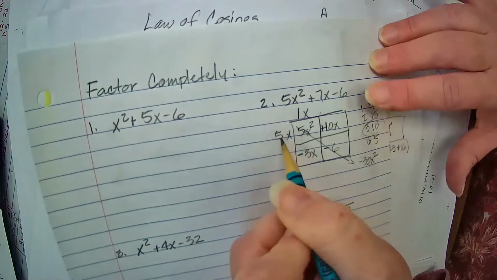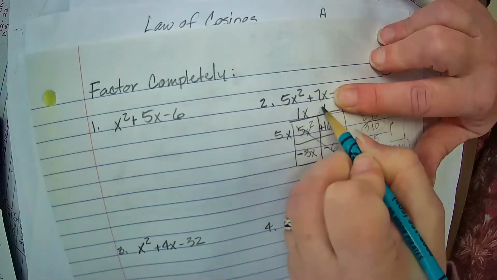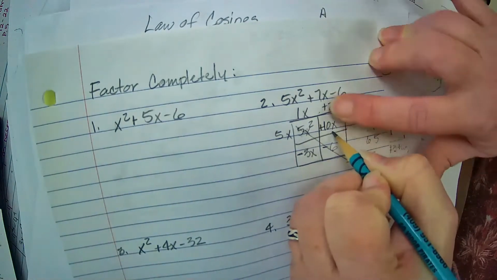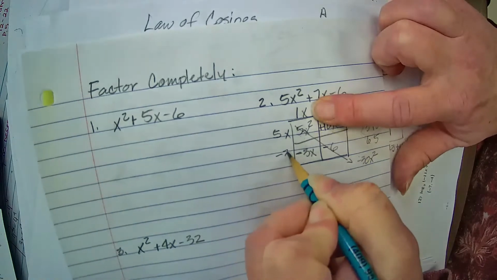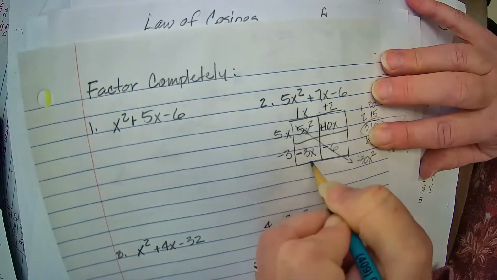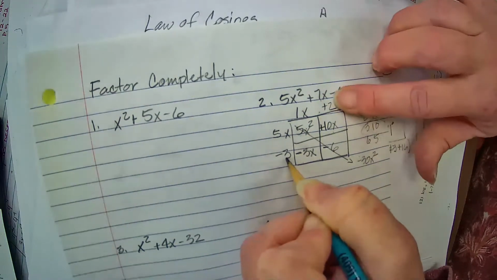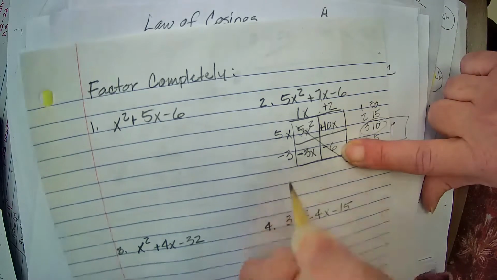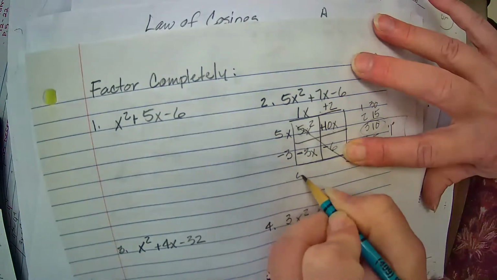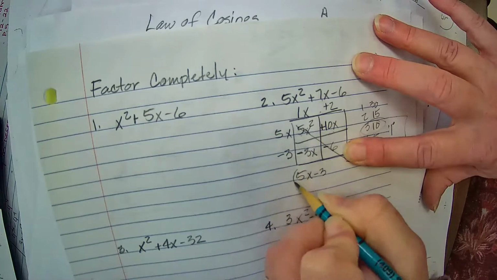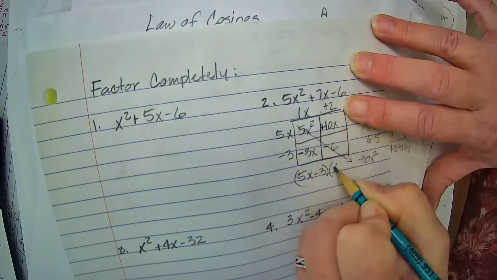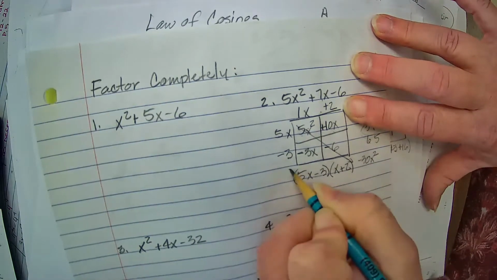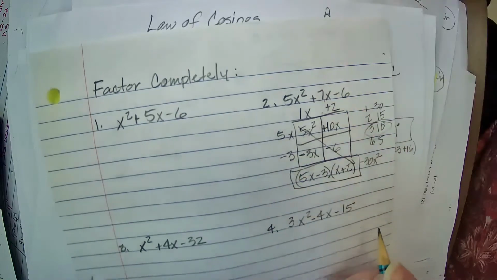Okay, the 1 goes here. So 5 times a positive 2 gives you 10x. 1 times a negative 3 gives you negative 3x. Negative 3 times a positive 2 gives you that negative 6. So 5x minus 3 times x plus 2 is your answer.